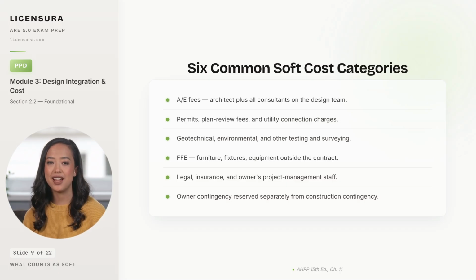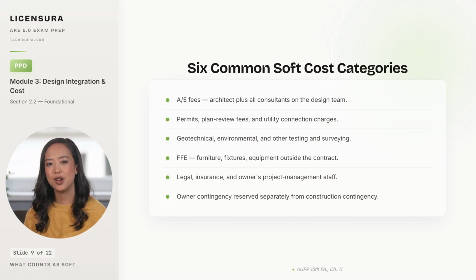A&E fees, meaning the architect plus every consultant on the design team, are a soft cost, even though architects sometimes confuse themselves about that. Permits, plan review fees, and utility connection charges are soft costs, paid by the owner to authorities having jurisdiction. Geotechnical investigations, environmental assessments, and surveying are testing and inspection soft costs paid by the owner. FFE, furniture, fixtures, and equipment, is a soft cost only when it is outside the construction contract, which is the typical convention. If FFE is in the contract, it becomes a hard cost.